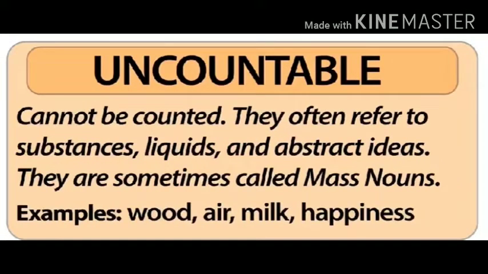Now we can see the uncountable noun. Uncountable nouns cannot be counted. It's just the opposite of the countable noun. They often refer to substances, liquids, and abstract ideas. They are sometimes called mass nouns. So here are some examples of uncountable noun: wood, air, milk, happiness.